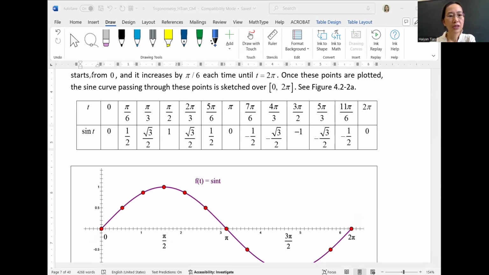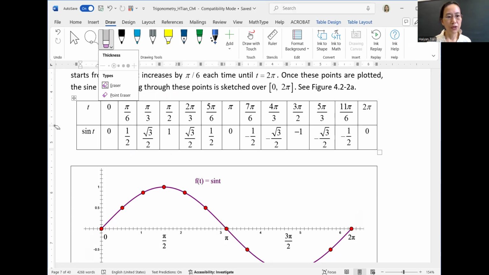From 0, when t is 0, the sine value is 0. When t is pi over 6, the sine is half. When t is pi over 3, which in degrees is 60 degrees, it's half of the square root of 3. When t is half of pi, you get 1. Because we know the exact values of sine of t for some special angles already, we can just show them here on the points. So you notice an increasing pattern.